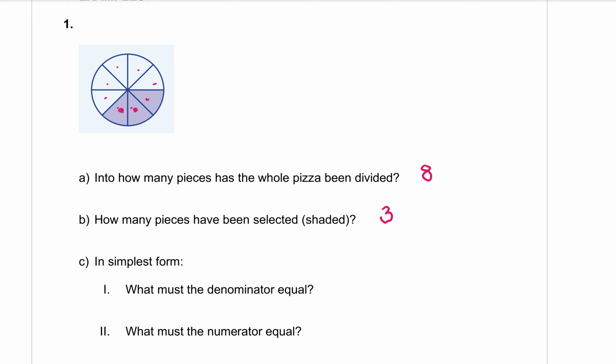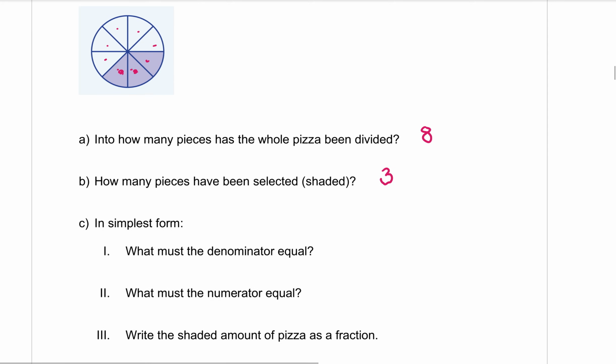Another way of saying that is part C here, in simplest form, what must the denominator equal? Now remember, the denominator is how many parts that it's been divided into. That is the 8. Part 2, what must the numerator equal? That's how many that have been coloured in. That is the 3. So if I want to write the shaded amount of pizza as a fraction, we would put the 3 on the top over the total parts, which is 8 on the bottom. And that's it.